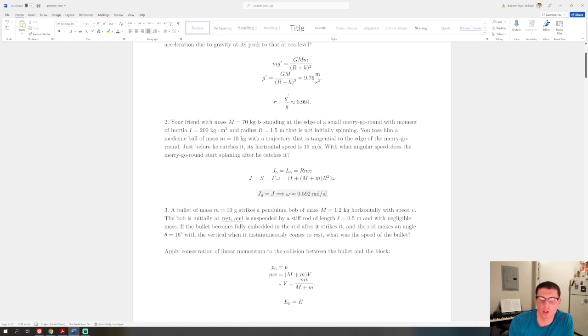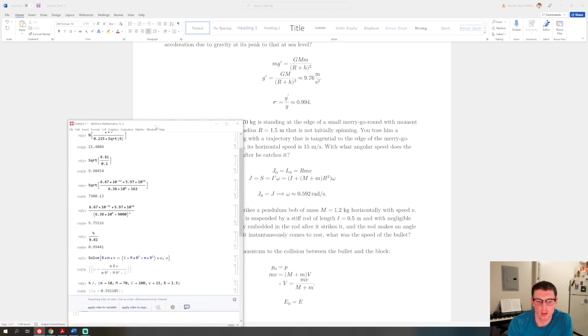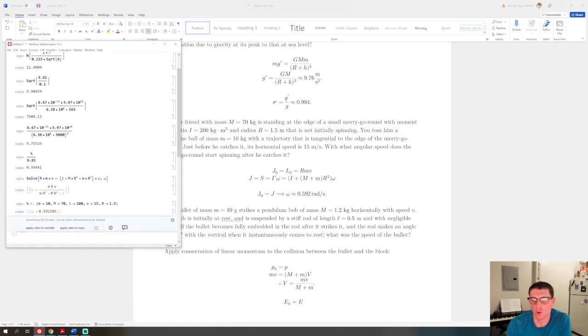Oh, okay, let me just double check my work here. So we said RMV equals all this times omega. This is good. I think this is fine. Yeah, I don't know. You maybe just try it again. Maybe something went wrong with the calculator. But I'm not seeing a mistake here.